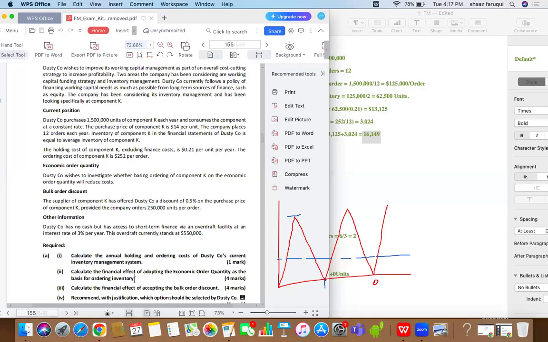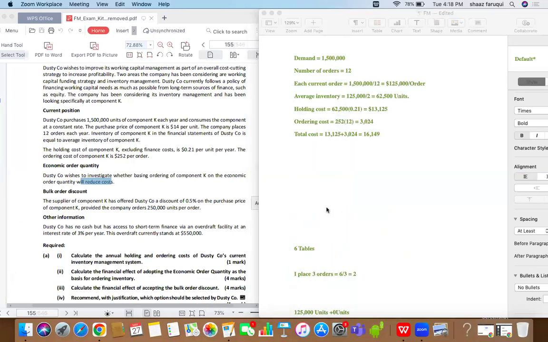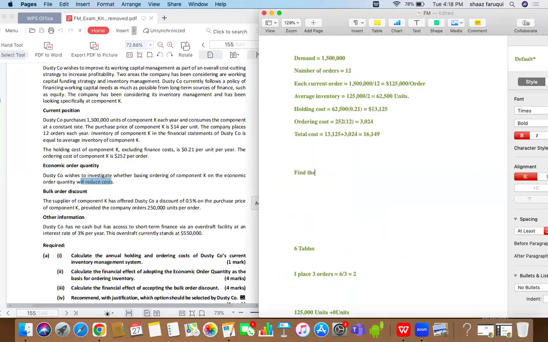Calculate the financial effect of adopting the EOQ as the basis for ordering. Now, Dusty Co wishes to investigate whether basing ordering of component K on the economic order quantity will reduce cost. So what you want to do is to find the EOQ. And we all know the formula of EOQ. It is root 2 C_O D by C_H.